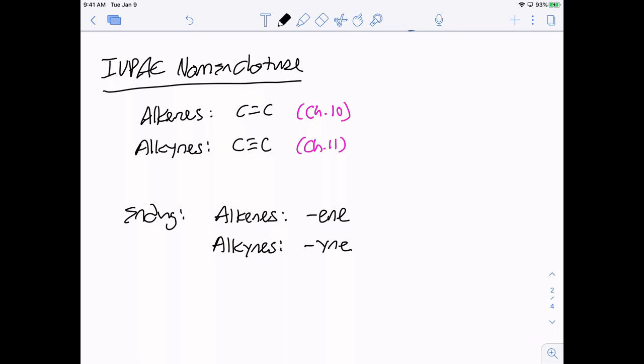So if I had a 3-carbon alkene, because there's 3 carbons, and then -ene because there's a double bond, so propene, we do need to say where that double bond is. If I have 3, there's only one option.